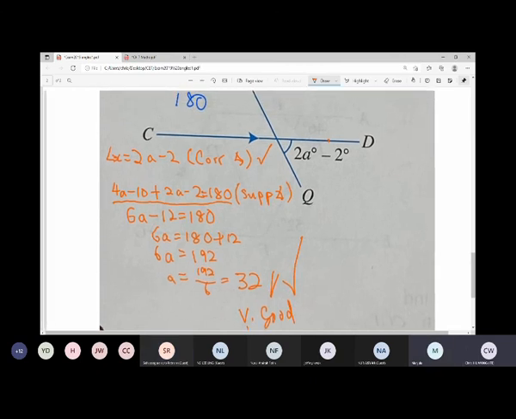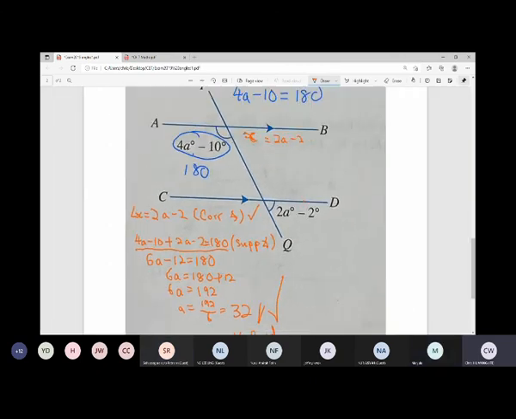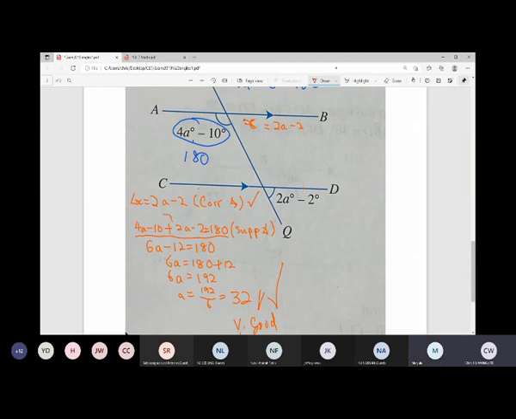Now can you see? You'll notice something. You cannot solve A unless you form an equation. Can you see that equation now? If you don't solve this equation, you cannot do it, especially when there's an unknown here. Algebra is like that. When you want to solve an algebra equation, you need to have an equation. If you just tell me 4A minus 10, how to solve? Nothing. 4A minus 10 cannot be solved by itself. So you need to form an equation. This is the equation that I'm talking about.